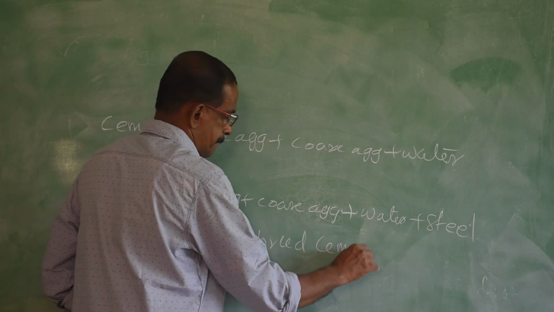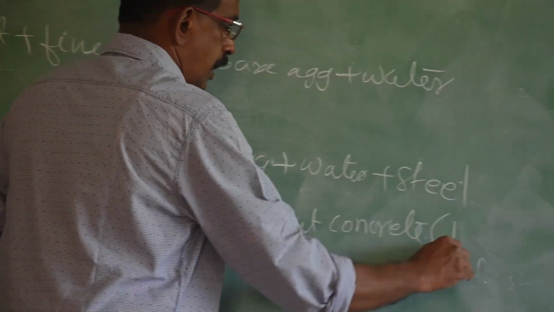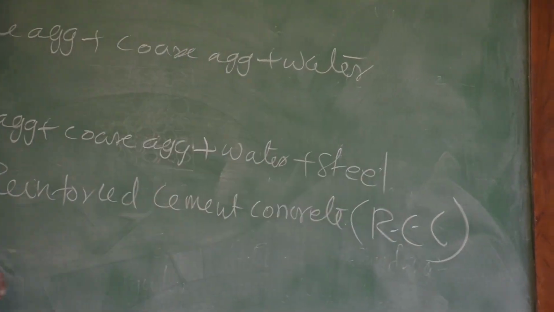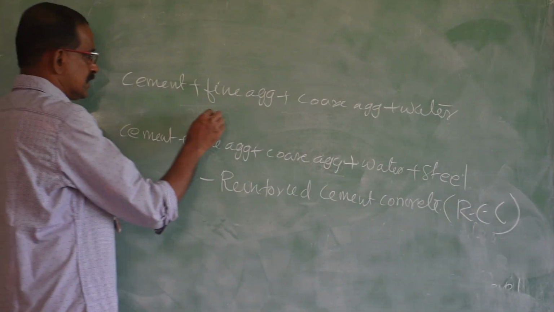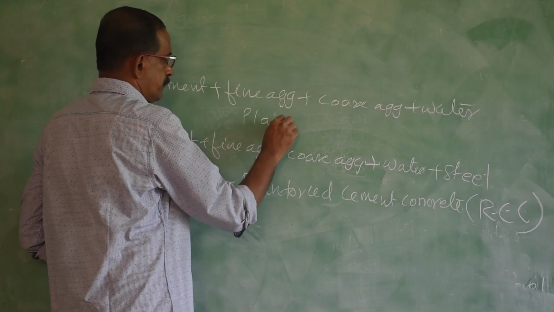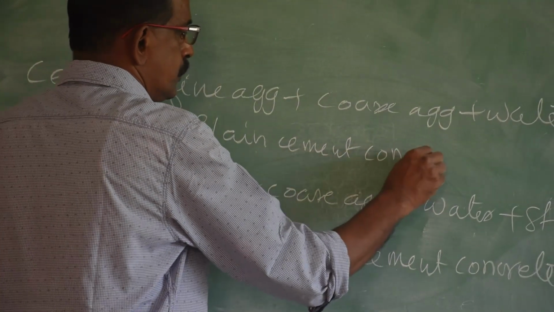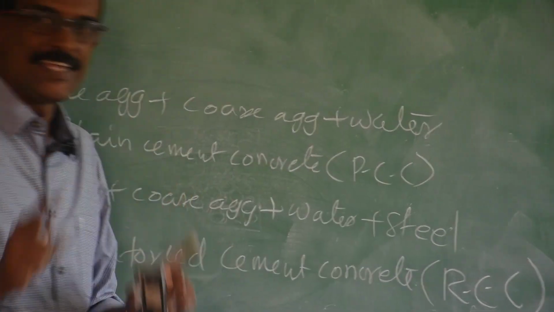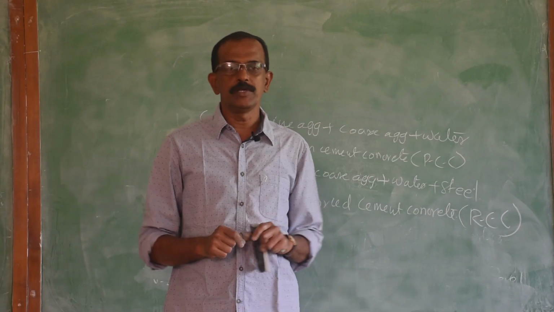cement concrete. In short form, R.C.C., reinforced cement concrete. If this is R.C.C., we can simply say this as concrete. This is called plain cement concrete. In short form, it is called P.C.C. P.C.C. and R.C.C., plain cement concrete and reinforced cement concrete.